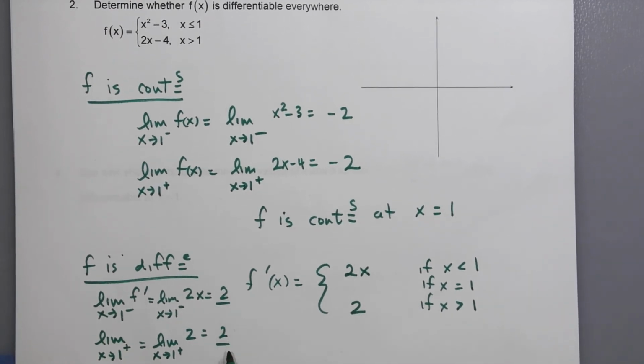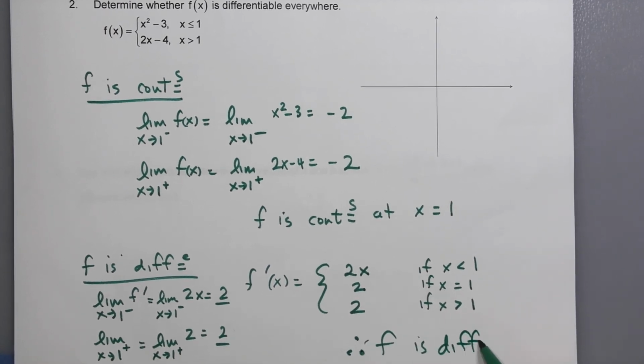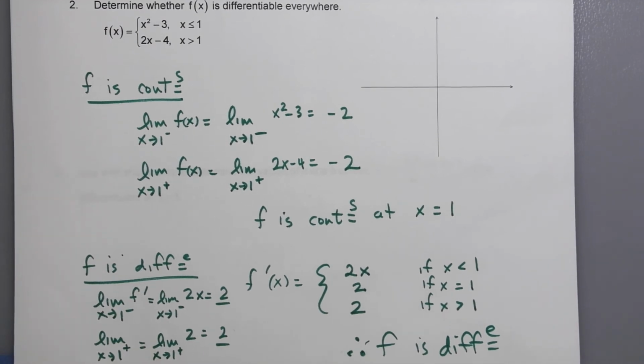So from the left and from the right, the derivative is both equal to 2, and so that means now we can complete the derivative. When x equals 1, it'll actually exactly be equal to 2, and so therefore f is differentiable everywhere. Again, the only concern was the concern that happened at 1.